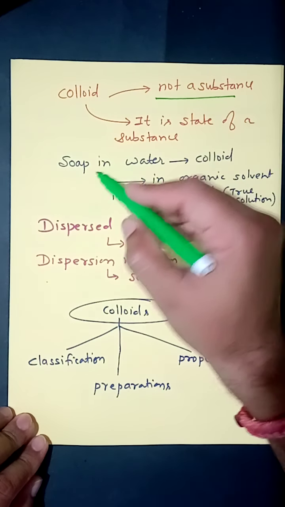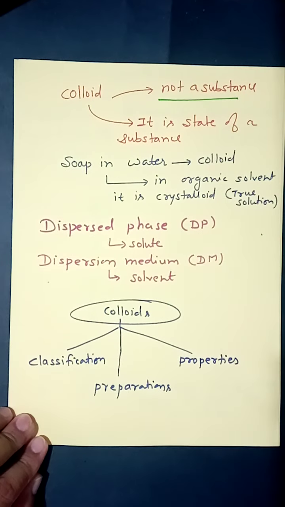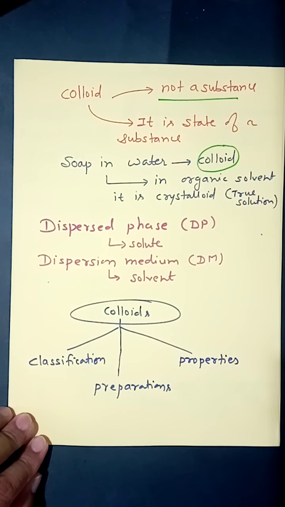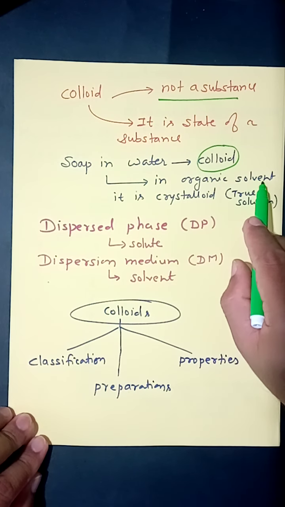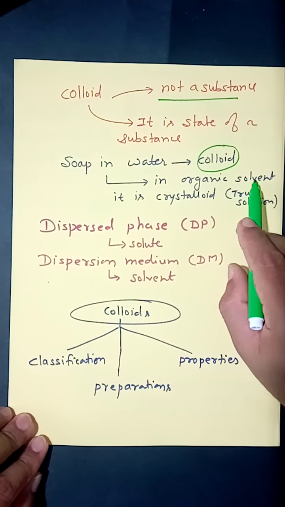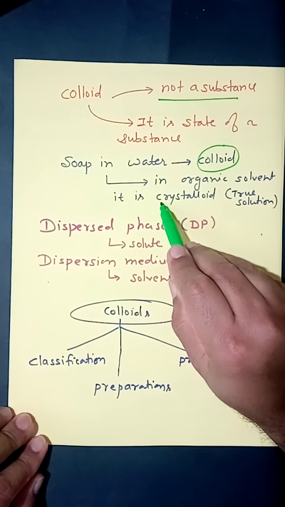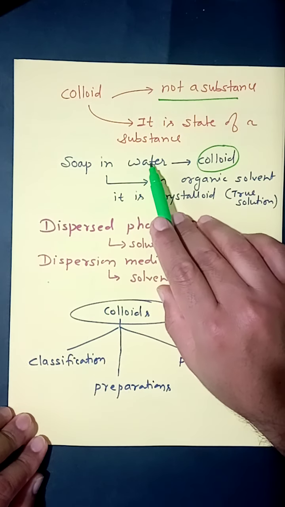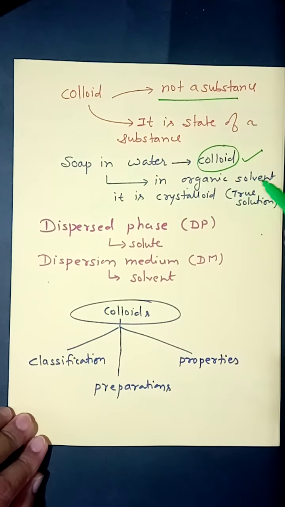The meaning is, look at one example: soap in water. When you mix soap and water, it forms a colloid. But when soap is mixed with an organic solvent like benzene, carbon tetrachloride, etc., then it forms a true solution. True solution is also known as crystalloid. I repeat, when you dissolve soap in water, it forms a colloid. But when you mix soap in an organic solvent, it forms a true solution.